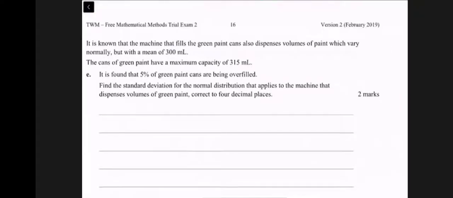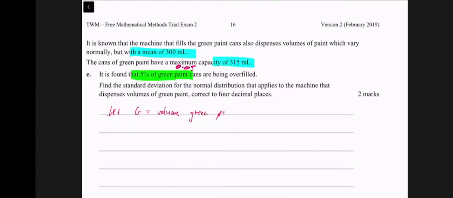So part E. It's found that there's a mean here, which is 300, and we have the same maximal capacity. And it's found that 5% of green cans are being overfilled. So now we're dealing with green cans, and the probability is 0.05 overfilled. So I'll again define a variable. Let G equal the volume of green paint. Then the probability that G is greater than 315 is 0.05, as it says here.